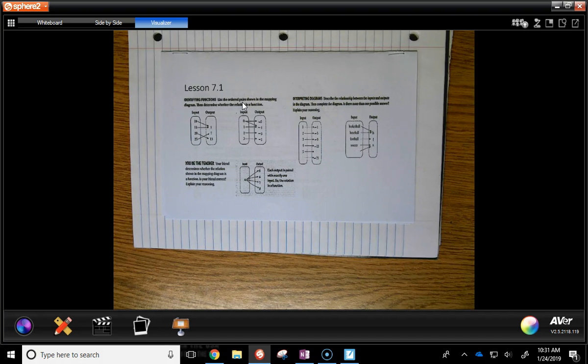Describe the relationship between the inputs and outputs in the diagram. Mainly you're telling us what the rule was. Okay, we did times 2 or capitals to states. Then complete the diagram. There are 2 blanks on this. Is there more than one possible answer? And then the last one, you be the teacher. You're going to have to look at what happened and explain. Very short homework assignment.